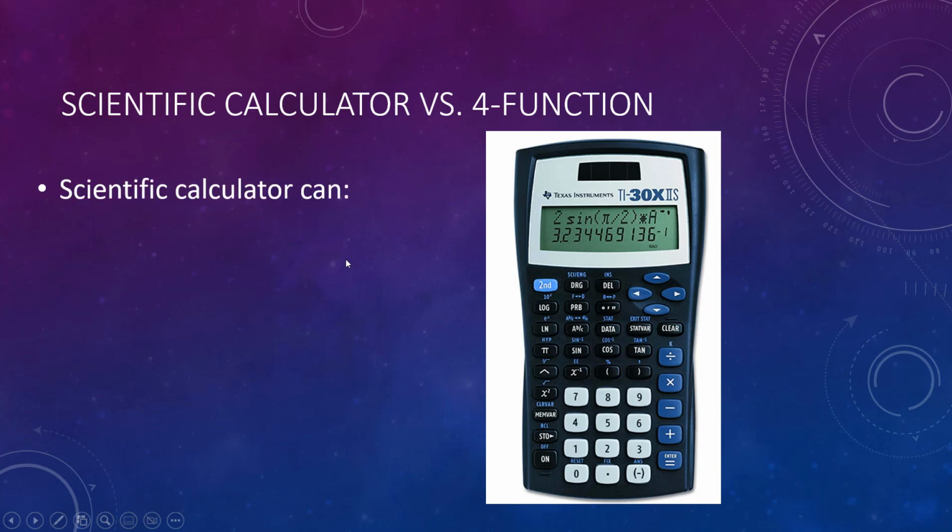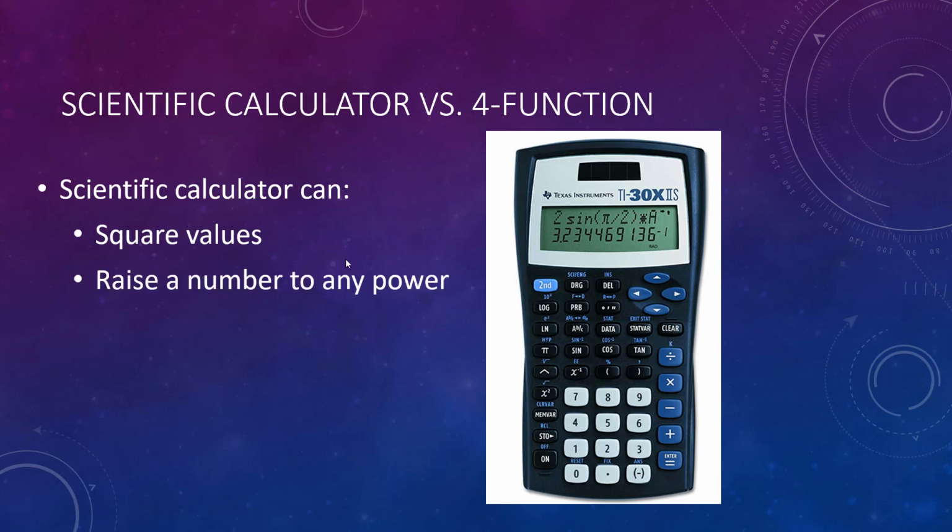So the things that you really want your scientific calculator to be able to do for this particular course, you want it to be able to square values or even raise a number to any power. This calculator does that, and I can see that right here. In this particular calculator, there is this cute little caret button. So if I type 4 caret 8, that would be 4 to the 8th power. So I can raise any number I want to any power I want.